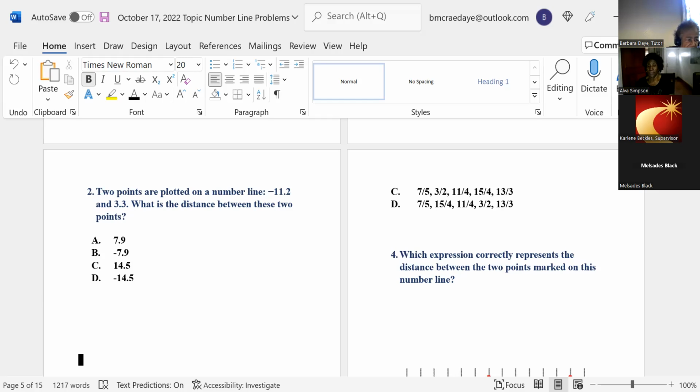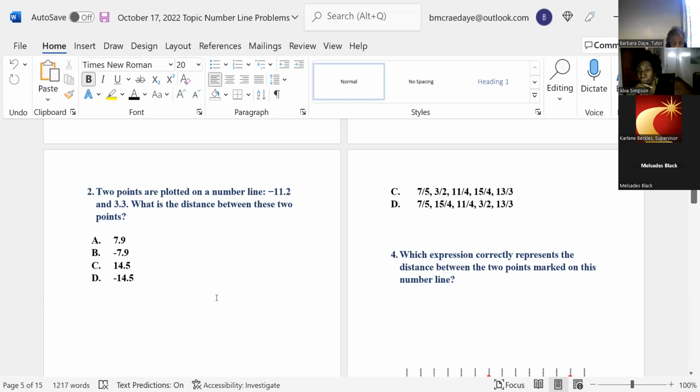Distance does not have a sign. Remember, I told you that before. No sign on the distance. So that means B and D cannot be the answer. So you're between A and C. All right, Michelle.